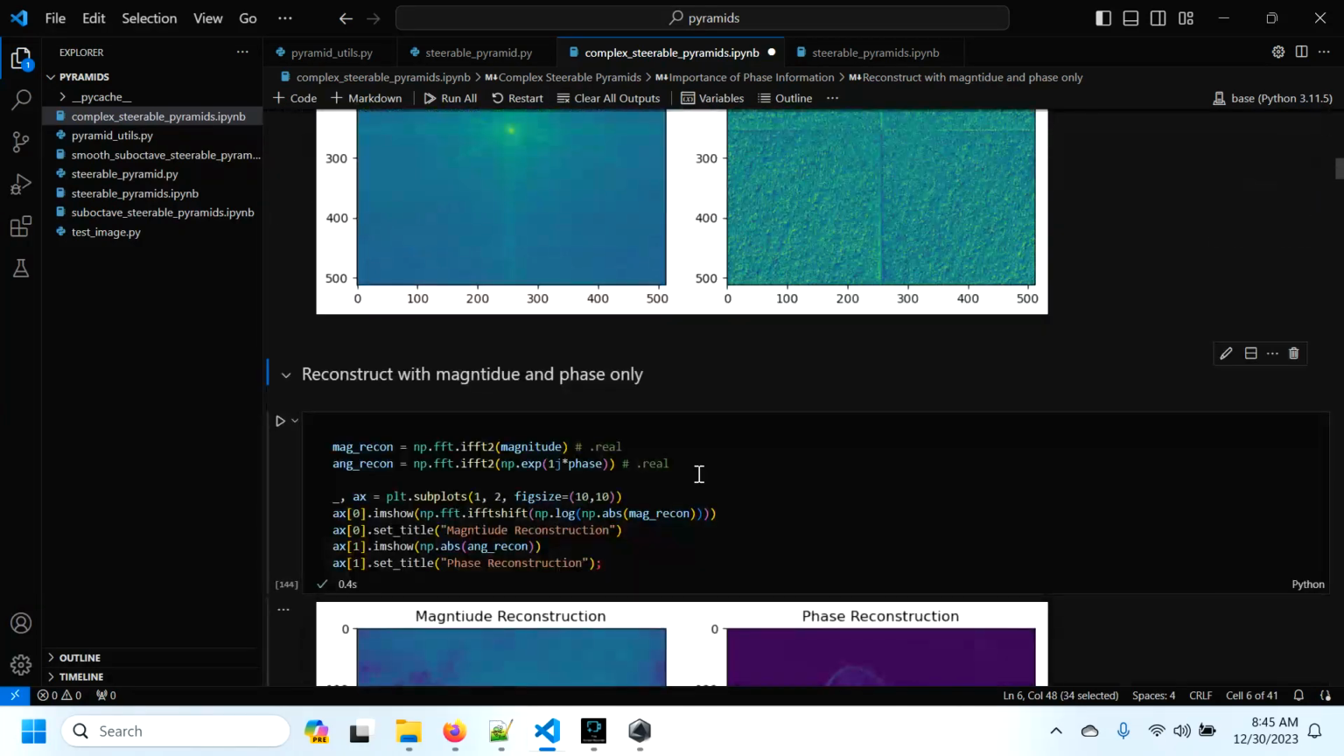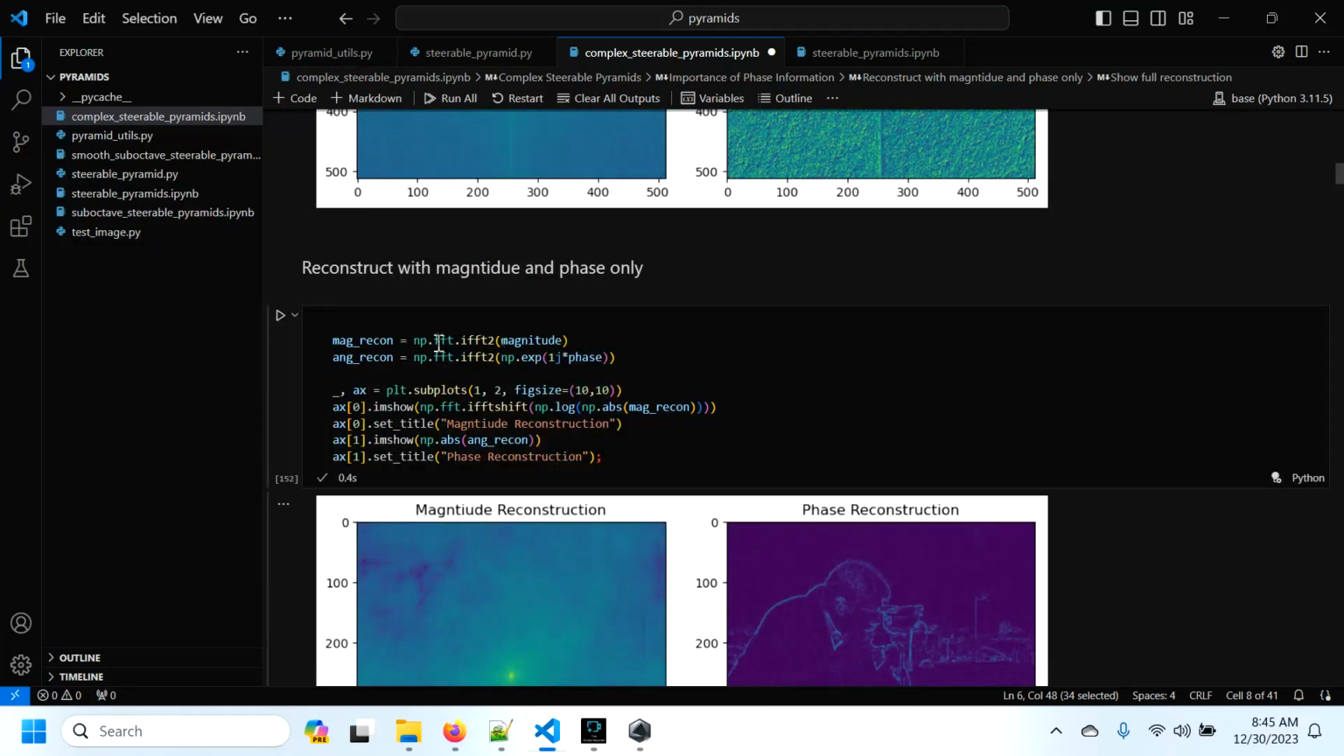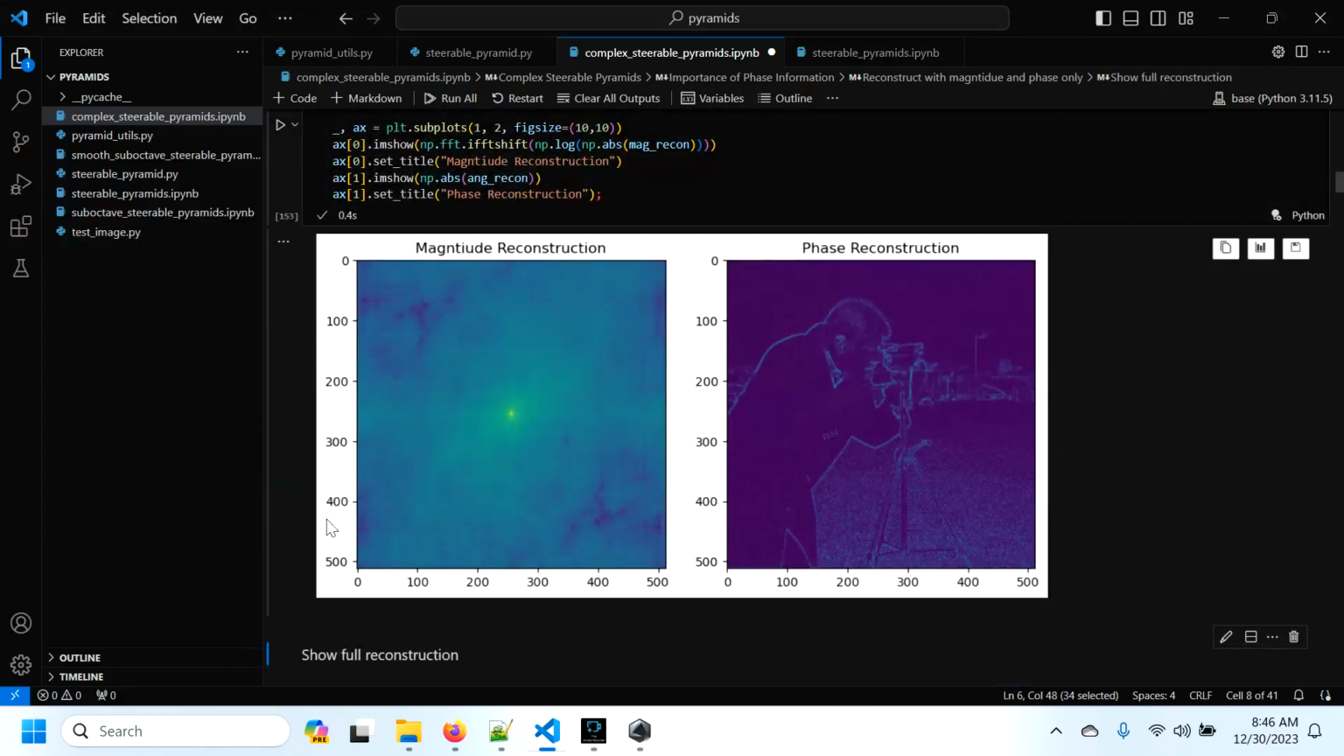We can see this with a quick experiment when we reconstruct an image based on magnitude and phase. So let's do this reconstruction right here. I'm reconstructing the magnitude only, and then the phase only, but we need to put this phase in a complex exponential right here. I use an FFT shift for the magnitude and a log to make it look nice again, but no matter what we do, it's still going to look like garbage because there's no information here. All the phases are set to 0.